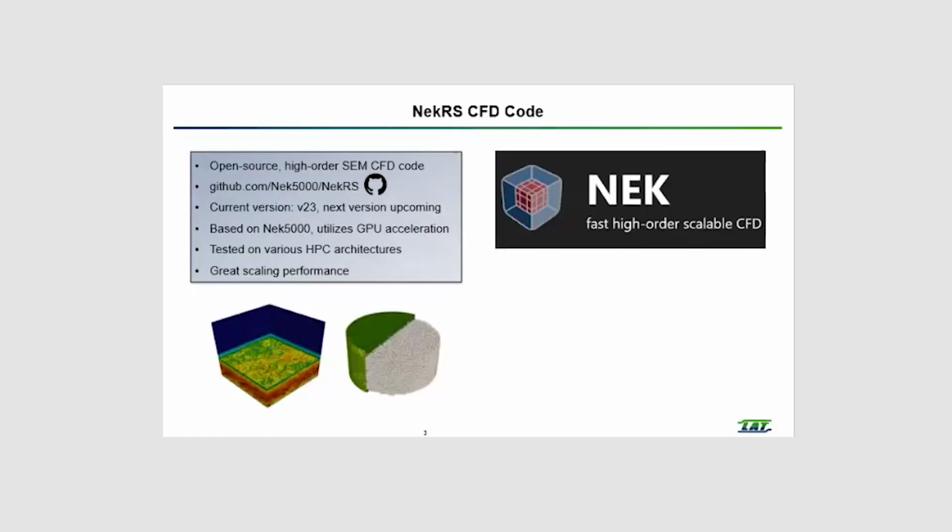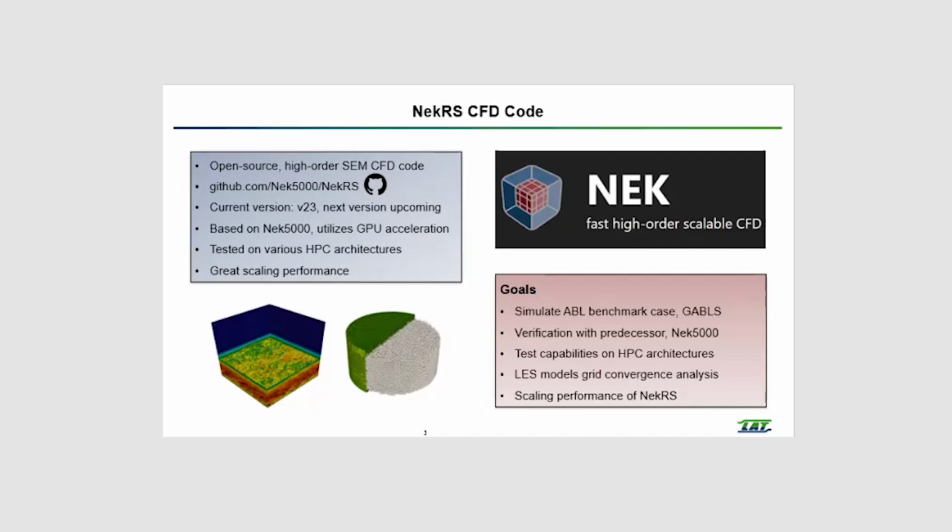And that is why we are using the CFD code NekRS. So NekRS, as mentioned previously, is an open source, high order spectral element CFD code. You can find it, if you're interested, at the GitHub link I have provided. The version that we used, which is the current version, is V23. It is based on its predecessor, Nek5000, which is a traditional CPU-only CFD code. So the main advantage that NekRS has is the utilization of GPU acceleration. It has been tested on various well-known HPC architectures such as Summit or Crusher, and has shown great performance and scaling behavior.